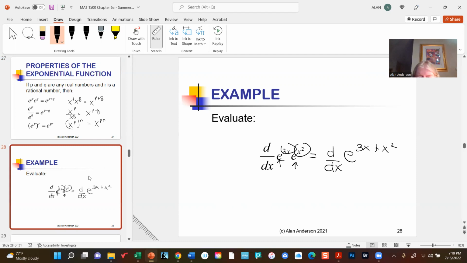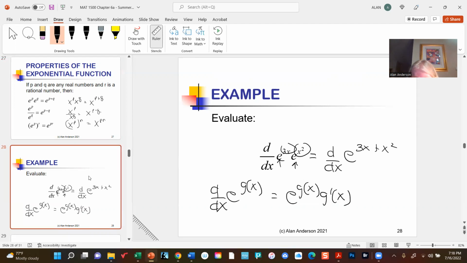And you might recall that when you're taking the derivative of e to the g of x, you have e to the g of x, g prime of x. Okay, this is a special version of the chain rule. But remember too, we had something like this. We just ended up with e to the x.